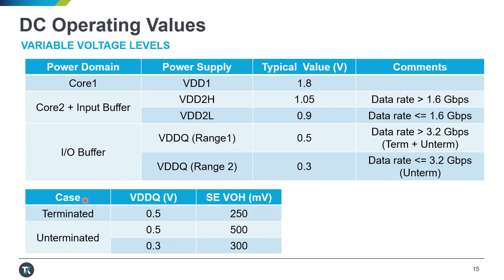So if we look at it from the perspective of termination and try to figure out what the VOH would be, you will see that for the terminated case, your single-ended VOH will be half of VDDQ. And for an unterminated case, your VOH will be the same as VDDQ. So this brings in additional complexity in testing. You need to test for all these modes, because if a system is going to operate on the fly and switch between power supplies, we need to make sure that these settings are tested and stable.